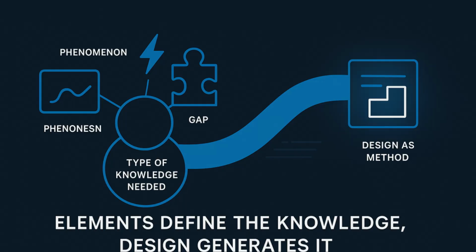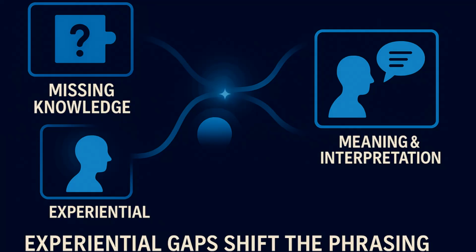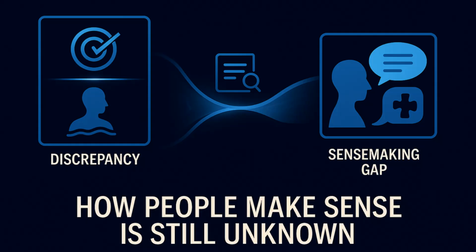Taken together, these elements indicate the type of knowledge the study must produce, making a particular design the method through which that knowledge can be generated. When the missing knowledge is experiential, the phrasing shifts in a way that underscores meaning and interpretation. A researcher might describe the logic by writing that the problem exposes a discrepancy between intention and lived experience, while the literature shows that prior studies have not yet examined how participants make sense of that discrepancy.